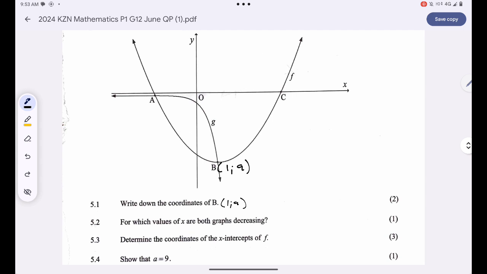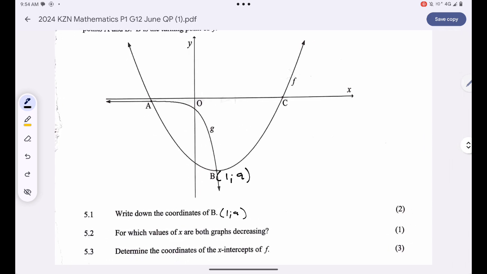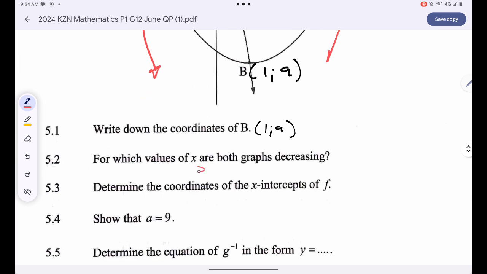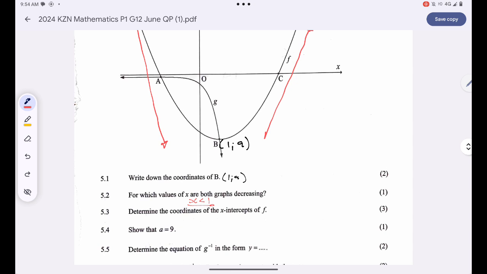For which values of x are both graphs decreasing? Okay, just scan your graphs, guys, just moving from left to right. For your parabola, moving from left to right, is your graph going down or up? If your graph is going down, that means your graph is decreasing, right? But if your graph is going up, moving from left to right, that simply means your graph is increasing. So I know that both of these graphs will simultaneously decrease whenever x is less than 1. Alright, together, when x is less than 1, both of my graphs are decreasing.